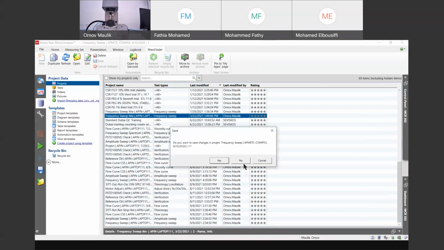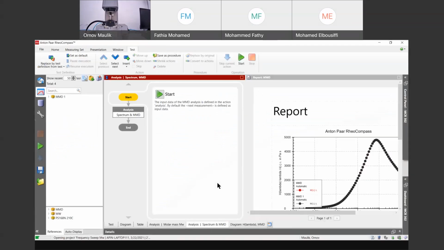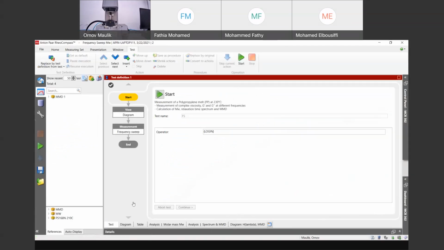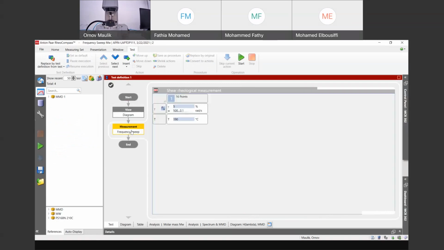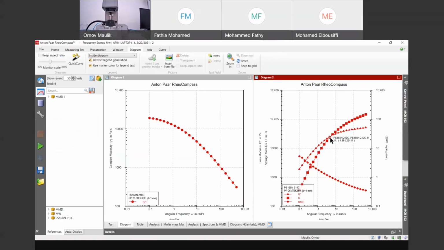So this is a template for polymers. For polymers, we have tested a polymer sample using a frequency sweep at 190 degrees Celsius, that is polymer melt, with a strain of 5% and frequency from 100 to 0.1. And this is the result we have got, with a crossover point.